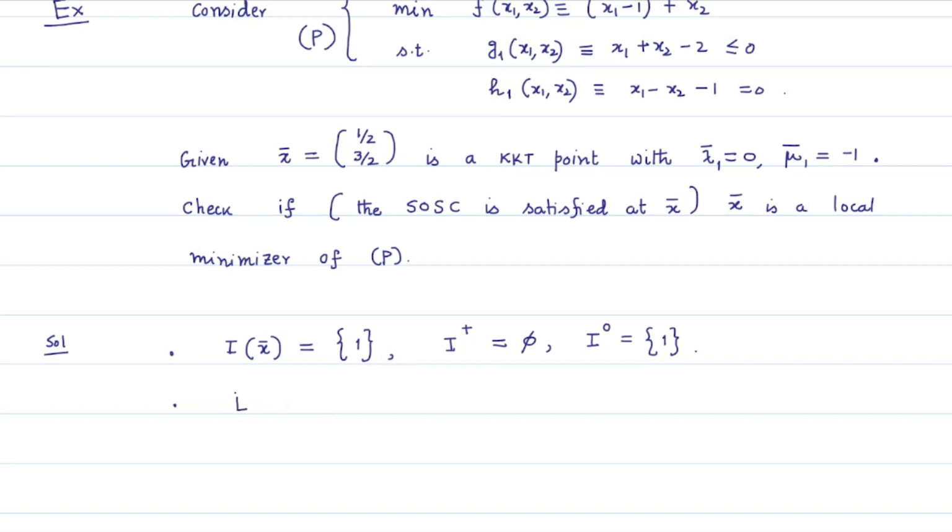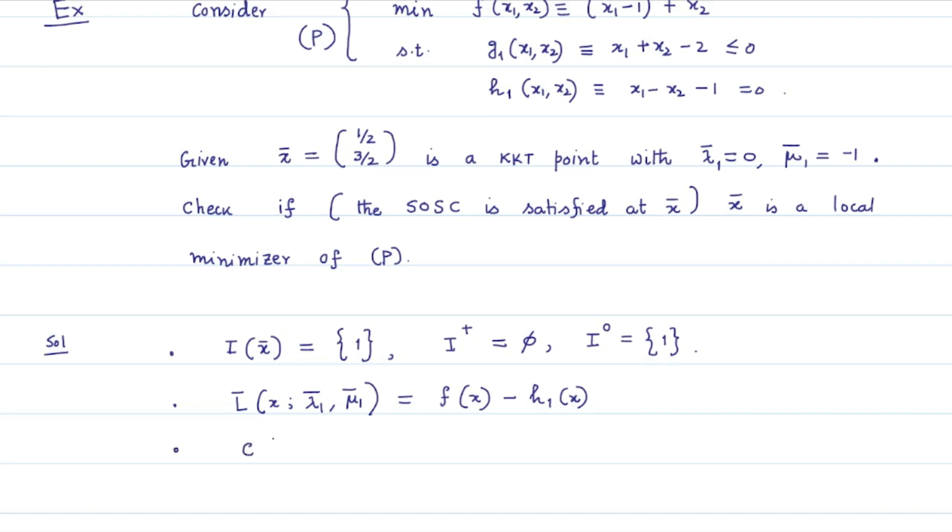So the restricted Lagrangian function is L bar. x has two components x1, x2, and with lambda 1 bar and mu 1 bar, it is given by f(x) plus lambda 1 bar g(x). Lambda 1 bar is equal to 0, and therefore we end up with mu 1 bar h1, so you will have here minus h1(x). This is your restricted Lagrangian function.